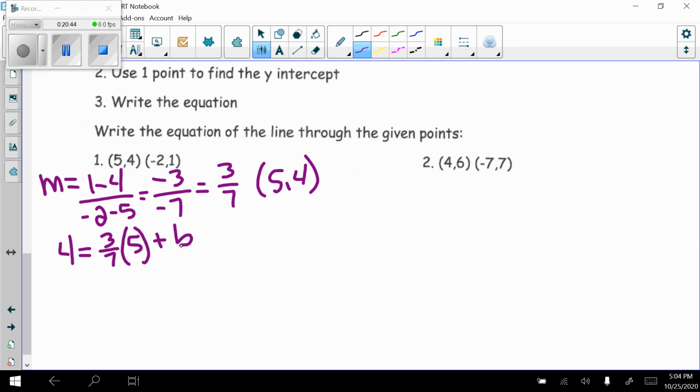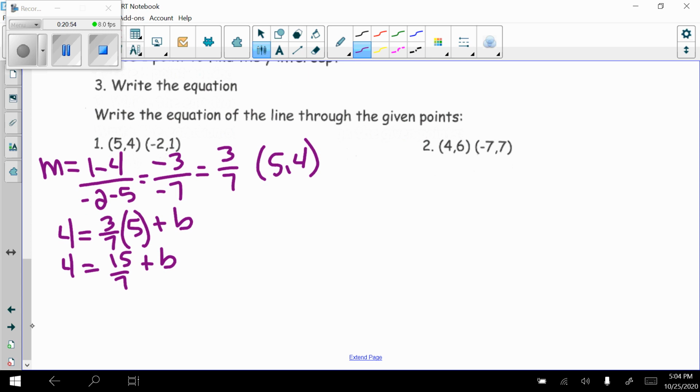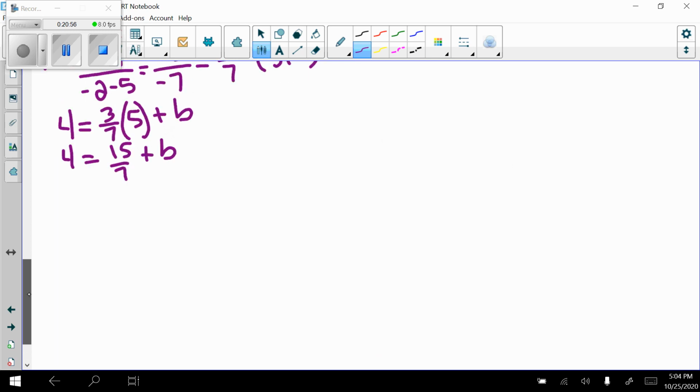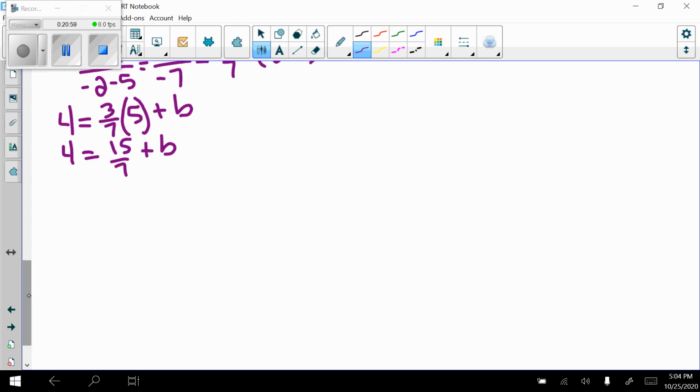All right, let's solve this. 4 equals 3/7 times 5, so I multiply 3 times 5 and I get 15 over 7 plus b. You guys already know that this problem is making me happy because we've got fractions, right? I need to move the 15/7 over, so subtract 15/7 from both sides. I have 4 over 1 minus 15 over 7 equals b.